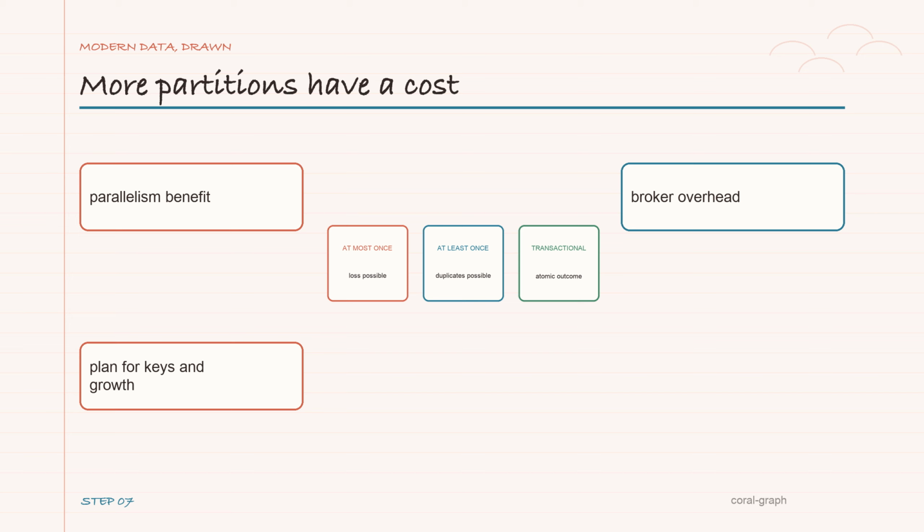Now connect that idea to what appears on the page. Read the drawing from one idea to the next. Parallelism benefit, then broker overhead, then plan for keys and growth.